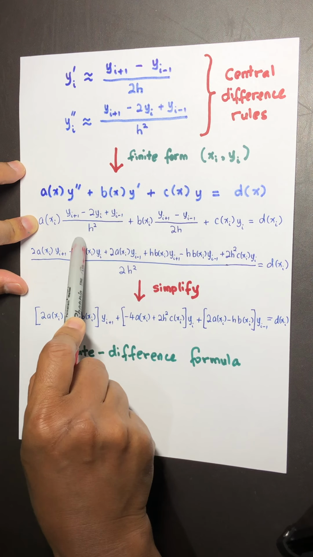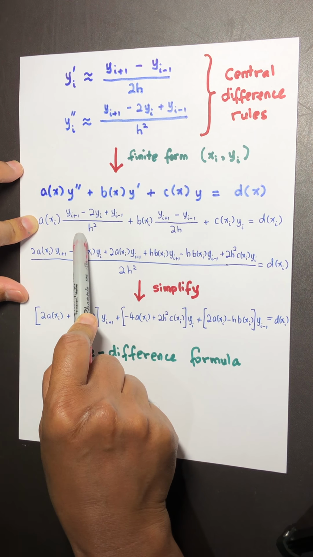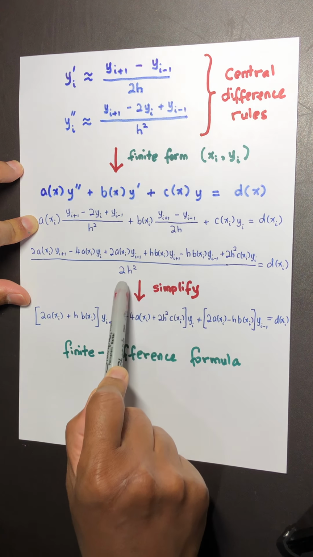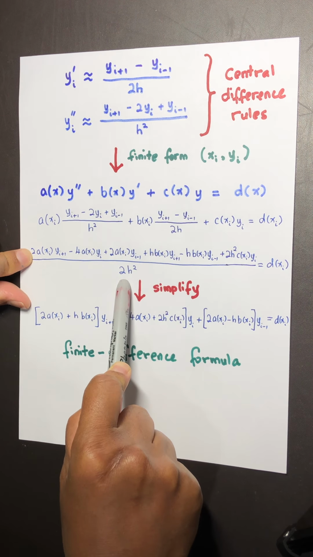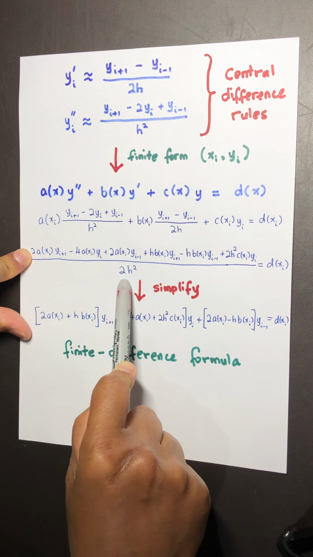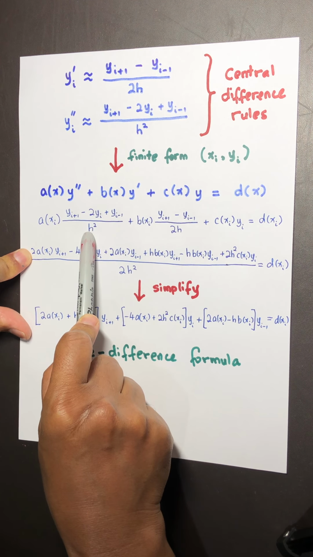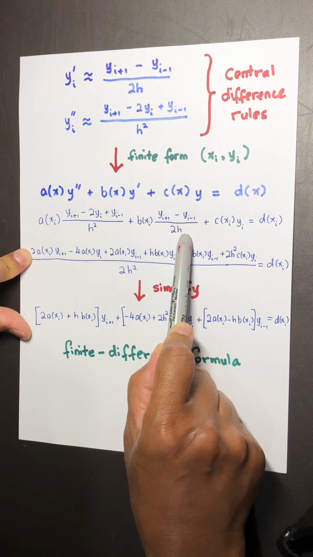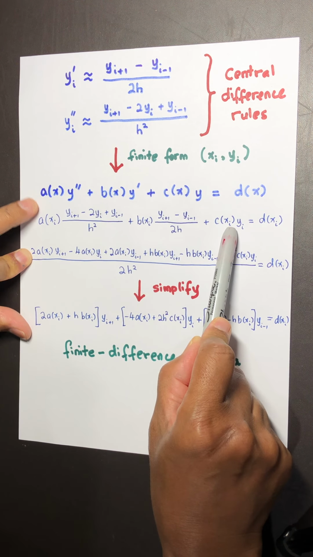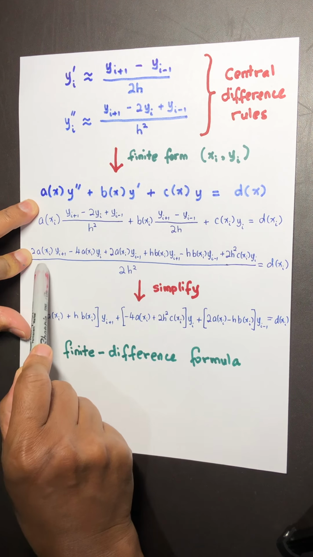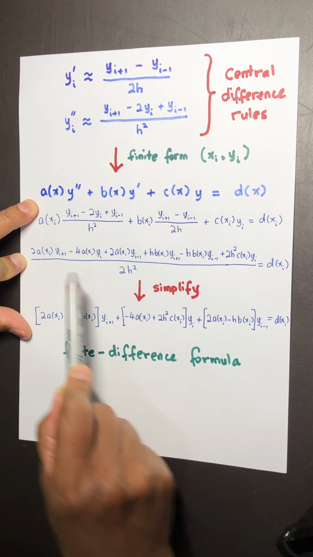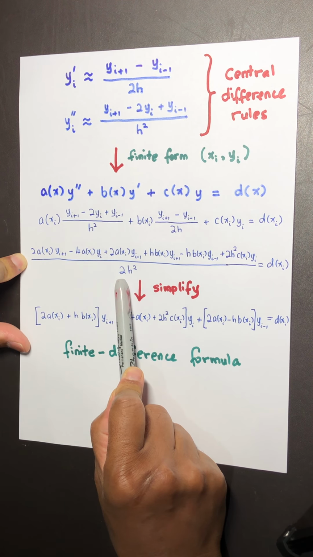Okay, then the next step is to simplify this equation. To do that, we need to find the common denominator of h squared and 2h. The common denominator is 2h squared. So we do that. So 2h squared means the first term we have to multiply with 2, the second term we have to multiply with h, and the third term we have to multiply with 2h squared. This is what we get. So this is a complete equation that we get.